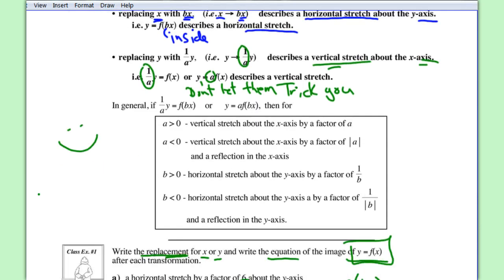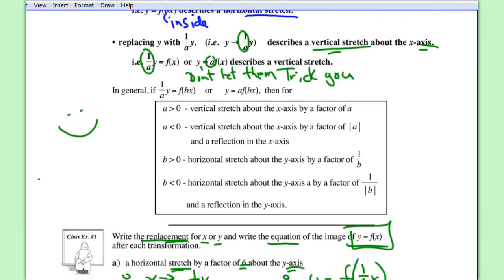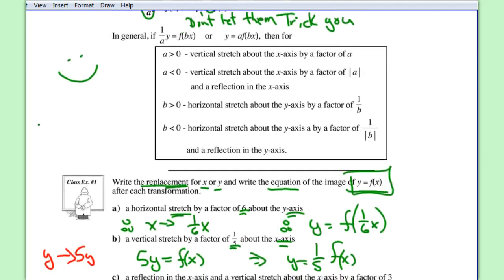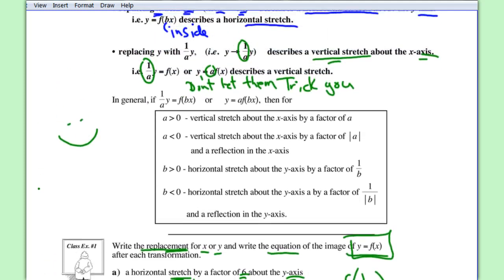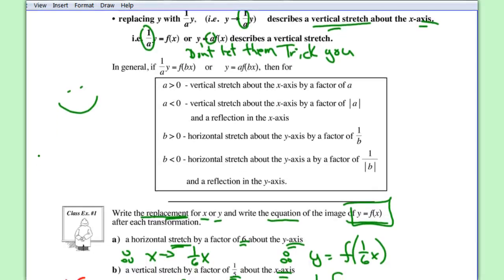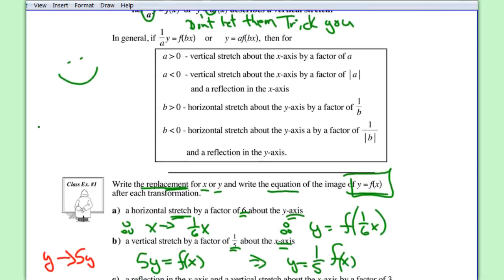All right, ask. So let's do some examples now and finish off, and then you can get to your assignment, okay? So example number 1. Write a replacement for doing these things. For example, how would you do a horizontal stretch by a factor of 6? As soon as you see the words horizontal stretch, I hope you think about the b value. That means that x has to get replaced by 1/6 x. So y would have to equal f at 1/6 x.